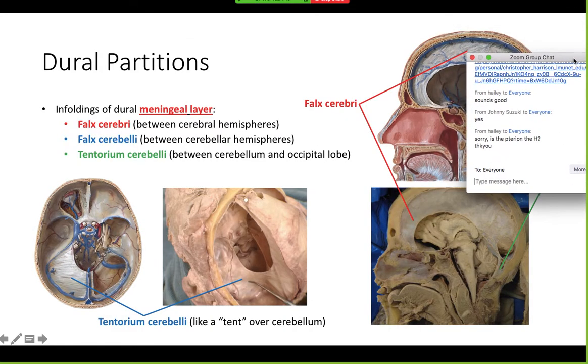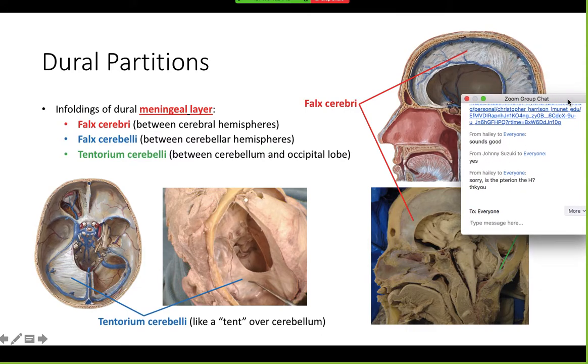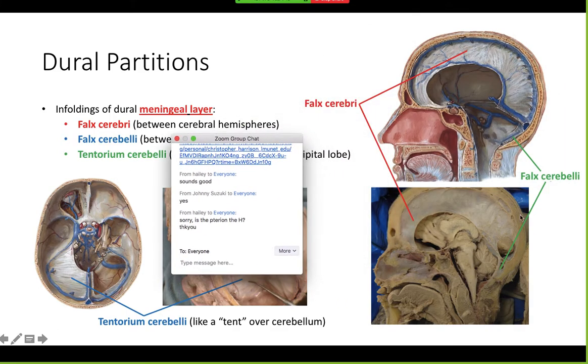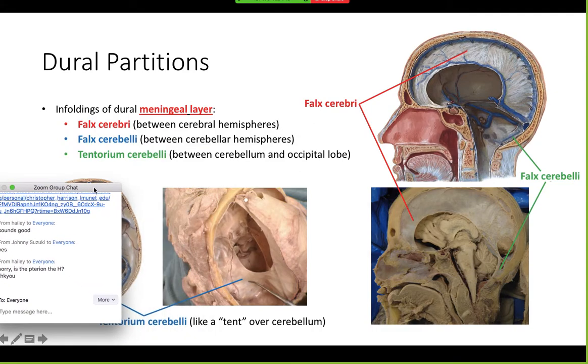And then a common lab practical tag is one of these dural partitions. The dural partitions are infoldings of the dural meningeal layer. So we have the falx cerebri, and that's this one right here, between the right and the left lobe of the cerebrum, and then a falx cerebelli between the two lobes of the cerebellum. So it would be right down here.